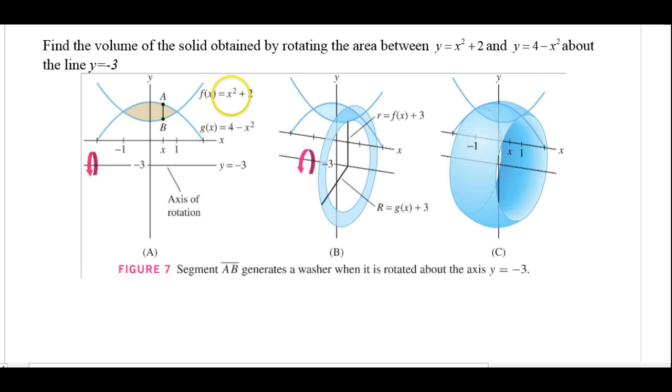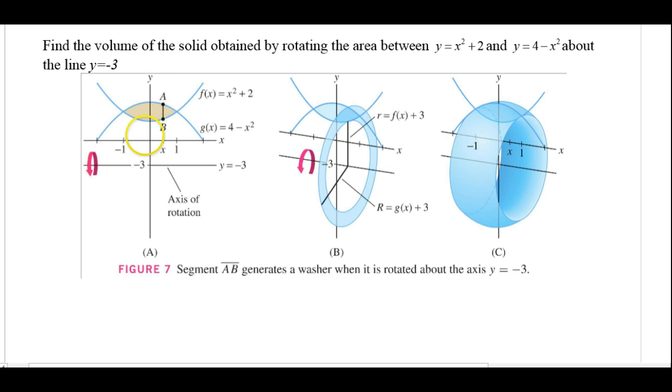So f of x is x squared plus 2, so that is this upward facing parabola here. And then g of x is 4 minus x squared, that's this downward facing parabola here. And we want to rotate around the line y equals negative 3. So here's my axis of rotation. It's below the region, and just for some extra visuals, here is an example of what one of the cross sections would look like. And then here's an example of the completed solid.